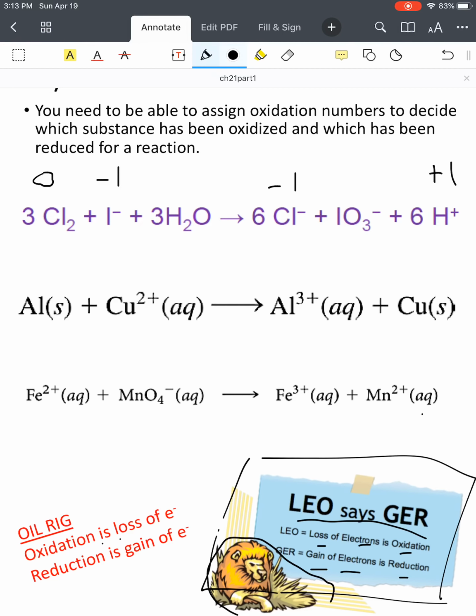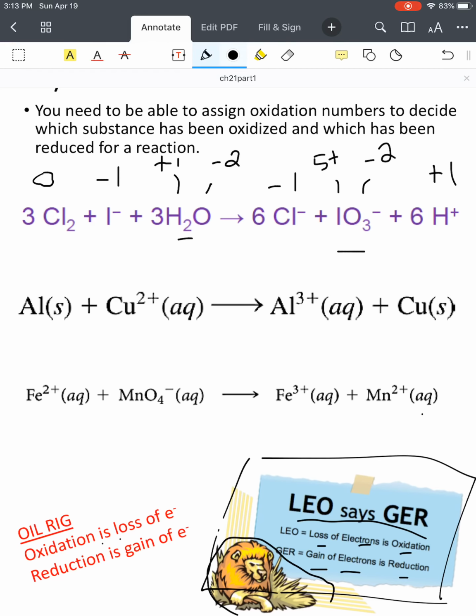Now what about in water? Well, usually our oxygen is -2. Usually our hydrogen is +1. Does that work for water? I think it does. 2 copies of a +1 balances the -2. It's a neutral compound, so we're good. What about over here on the right then? We've got this ion, iodate. Oxygen's -2. That makes -6. So it looks like our iodine has to be +5 as a result.